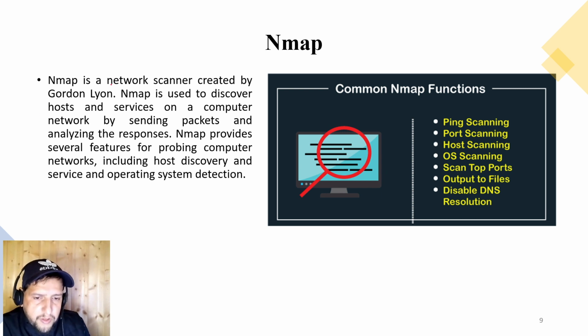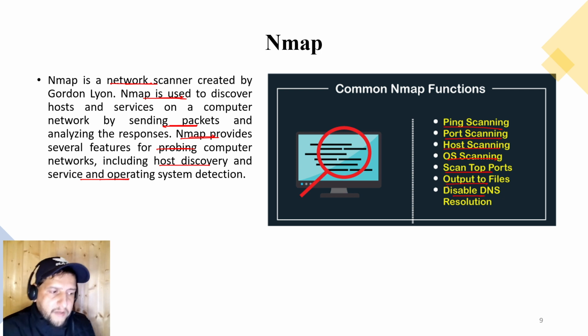Nmap is your network scanner, which was created by Gordon Lyon. It is used to discover hosts and services on a computer by sending packets and analyzing the response. Nmap provides several features for probing computer networks, including host discovery and service and operating system detection. So you do ping scanning, you do scanning for the ports, you will scan a host, you will find the operating system, you will scan the top ports, you will send output to a file. You can also disable DNS resolution. So these are some of the scans which you can do with Nmap.